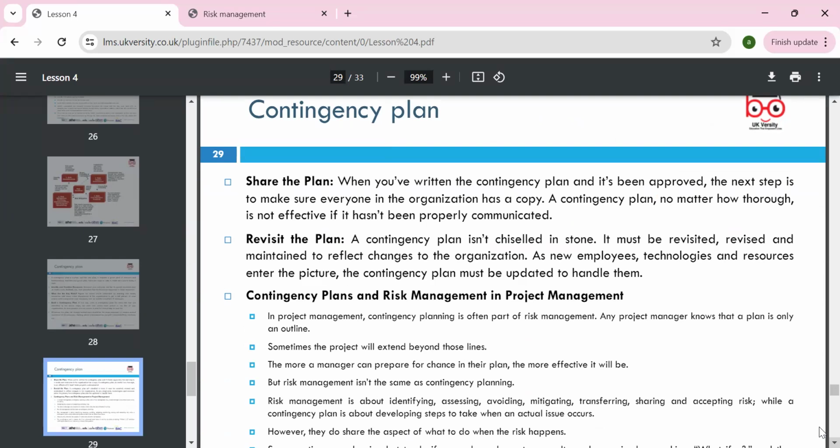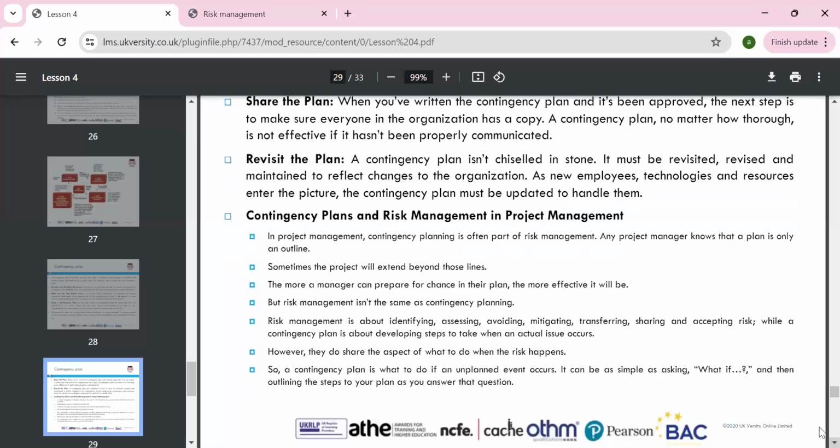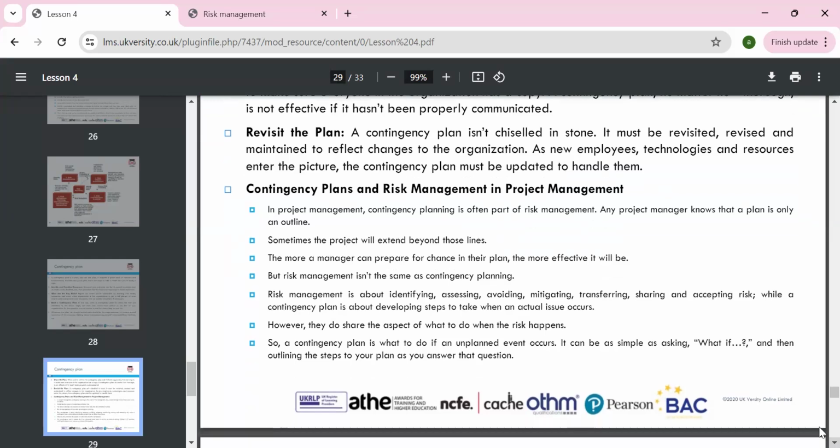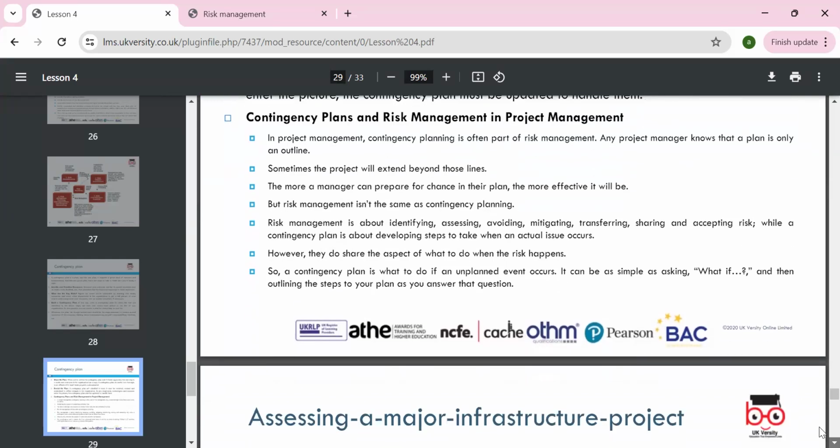We can look at the contingency plan and risk management in the project. In project management, contingency planning is another part of risk management. Anyone in the project knows that the plan is only an outline, and sometimes the project extends beyond that outline. Risk management is about identifying, assessing and avoiding risk, so we can look at the aspects of the project and the risk, and we can manage the risk.